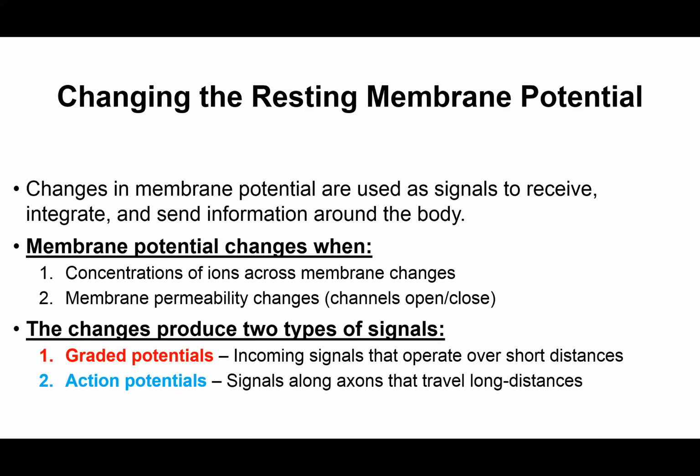These changes will produce two types of signals. One, they'll produce graded potentials, and graded potentials are just incoming signals that operate over really short distances. And or two, the changes will produce action potentials, and action potentials are the signals along the axons that travel really long distances to relay information. So let's talk about each of these things in more detail.